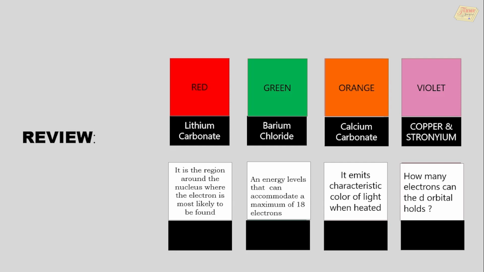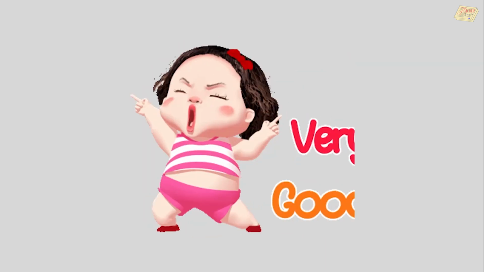Identify the following. It is the region around the nucleus where the electron is most likely to be found. It is an energy level that can accommodate a maximum of 18 electrons. It emits characteristic color of light when heated. How many electrons can the orbital hold? What do you think are the answers? Very good, class.